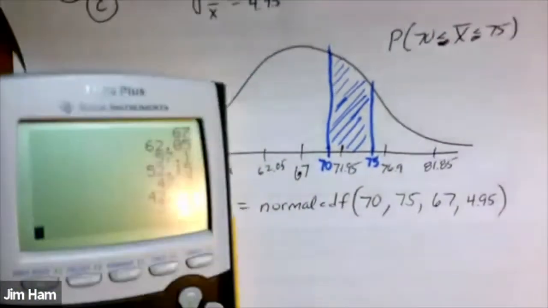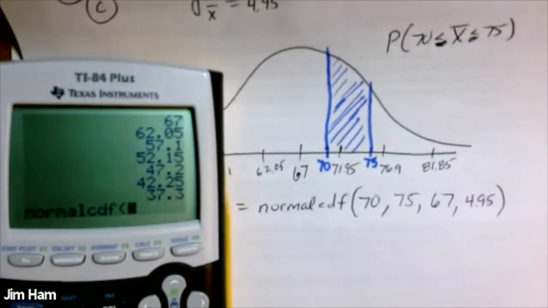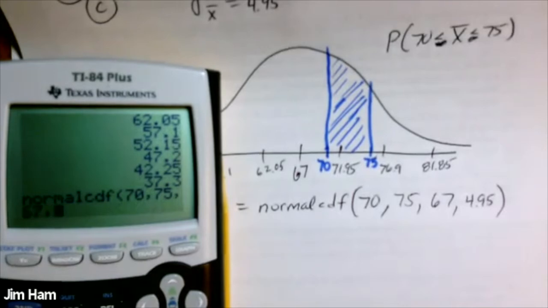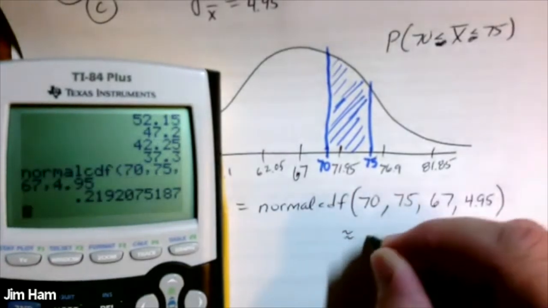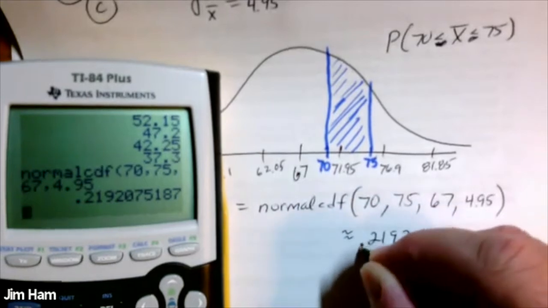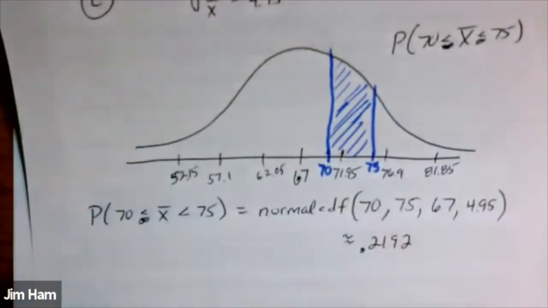And then the rest of it is just to punch it into your calculator and evaluate, and then interpret if you're asked to do so. 0.2192. So you can see the calculations are similar. I have not yet done a problem that uses inverse norm, but you'll see those as well.